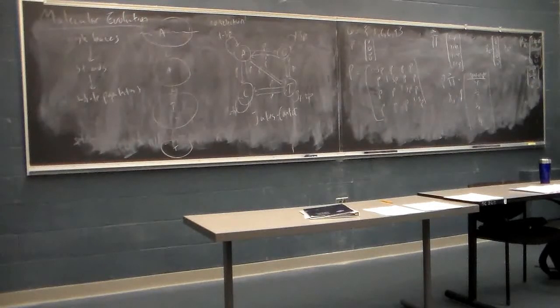So what does that make lambda 2? It makes lambda 2 equal to 1 minus 4p. So this is simply this times 1 minus 4p. Does that make sense to everyone?